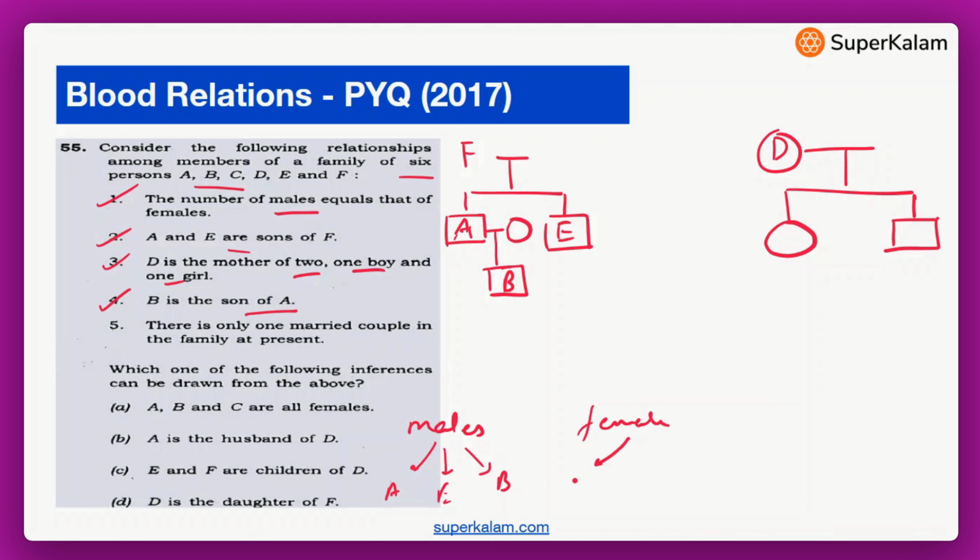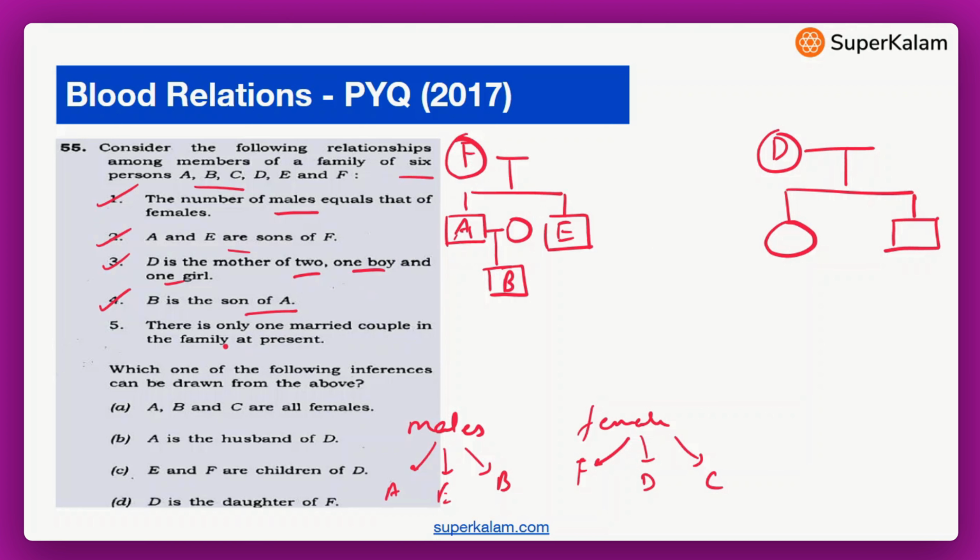So F will be a female. D is a female. And who is left? C will be a female. So here we can write F as a female. Now, A is married to someone and there is B with us.